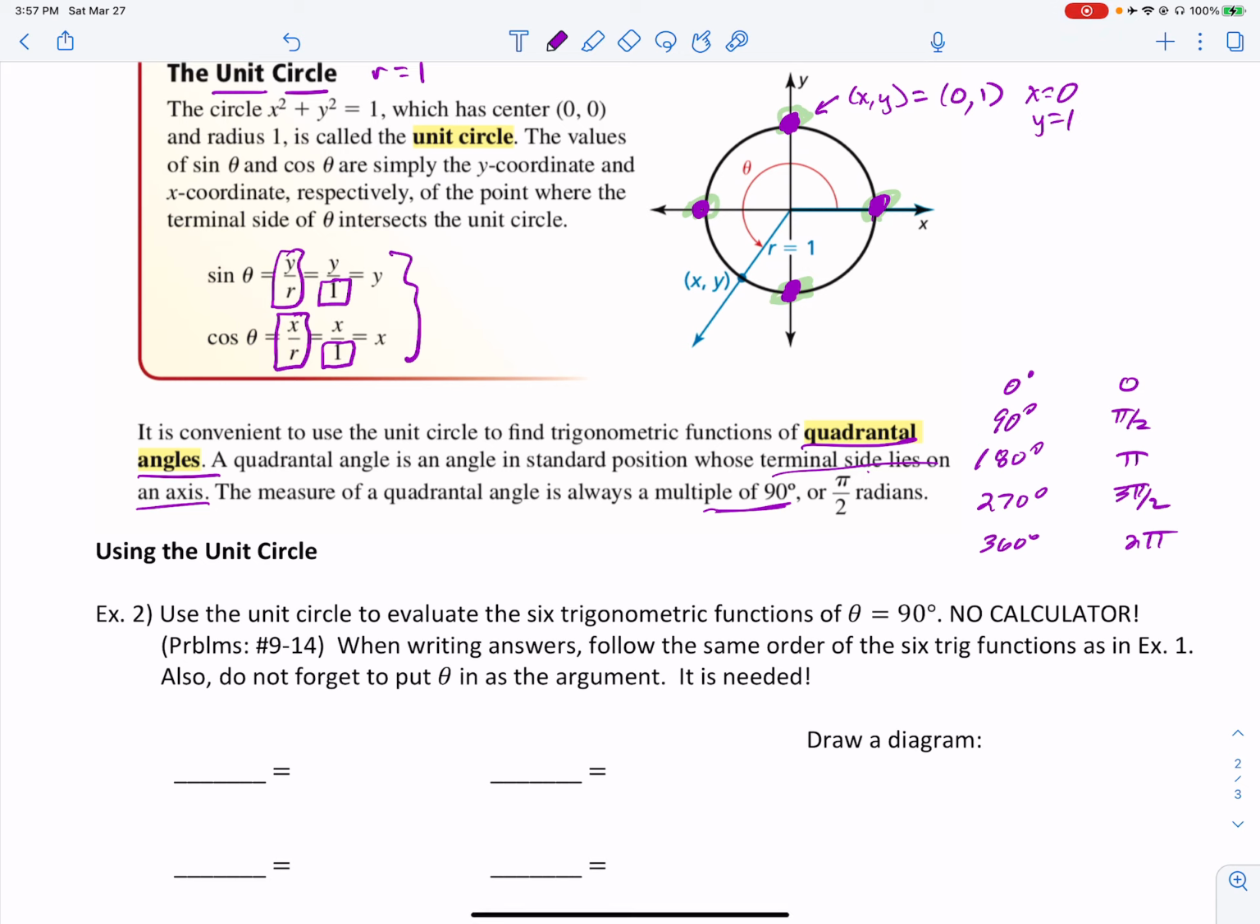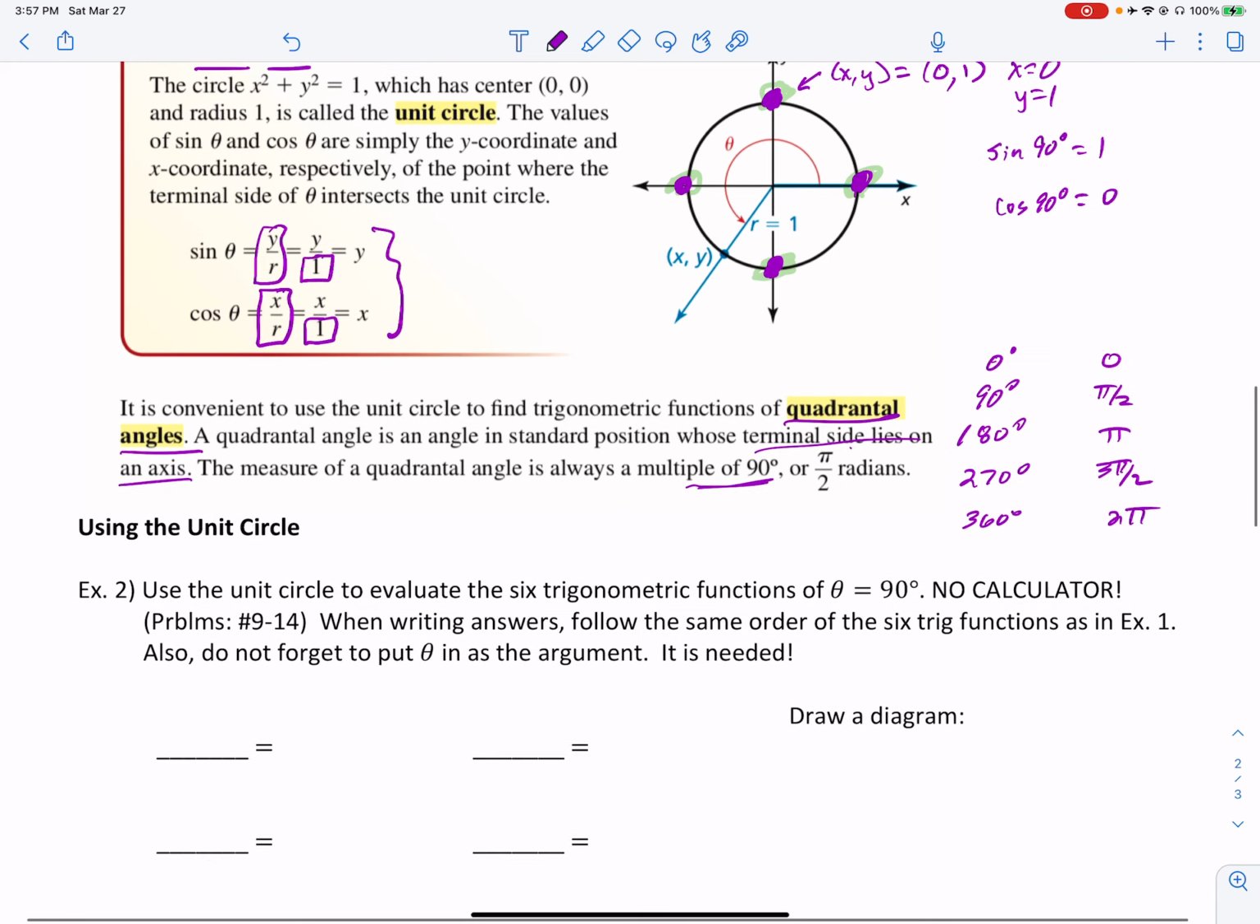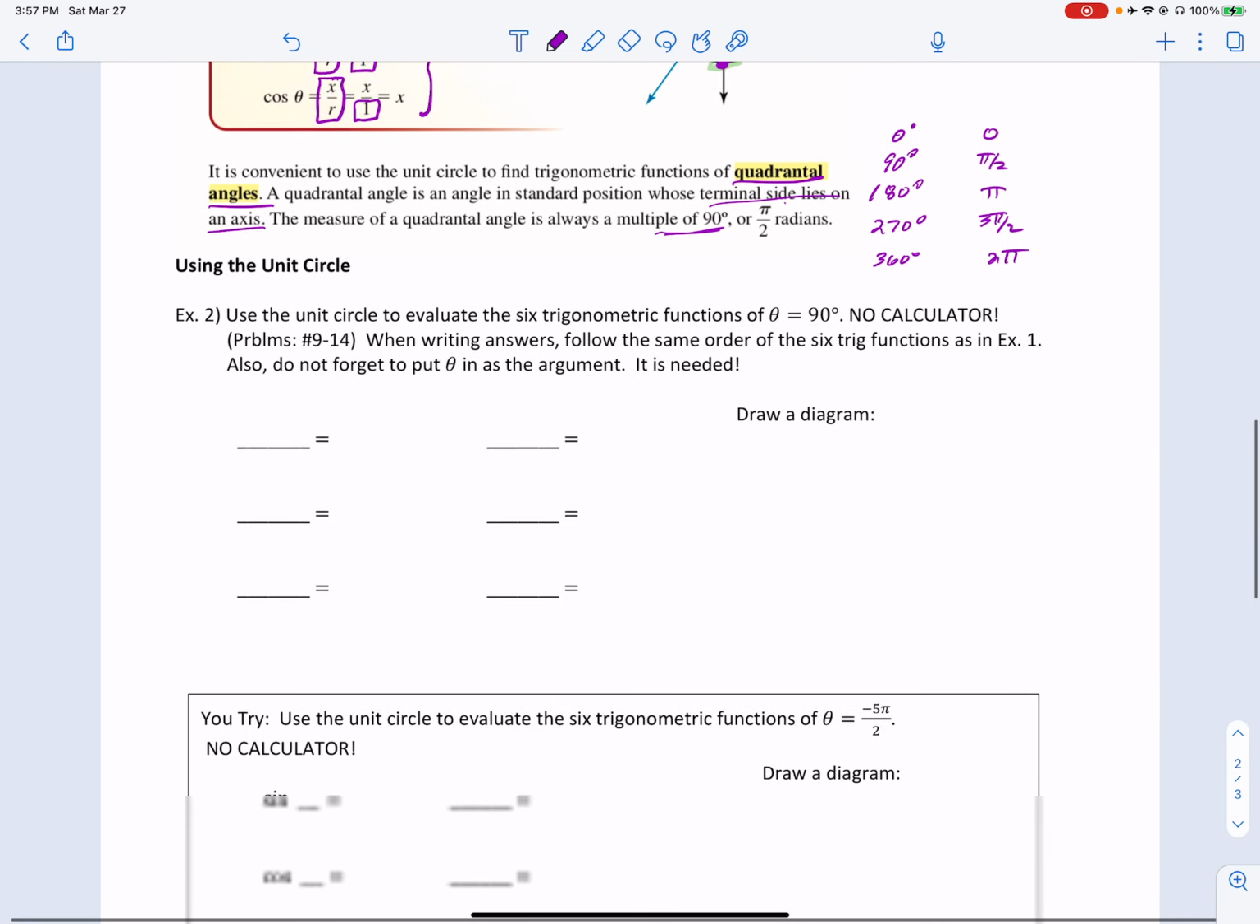And so we're saying if you're on the unit circle, then the sine of 90 degrees is just the y coordinate. The cosine of 90 degrees is just the x coordinate if you are on the unit circle. So we kind of started that. This is a jump on this next example here.